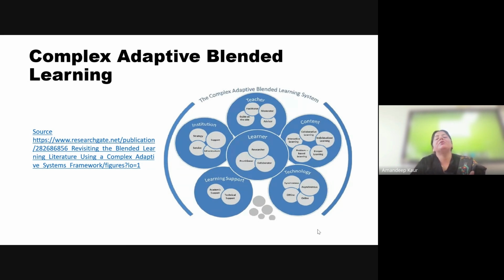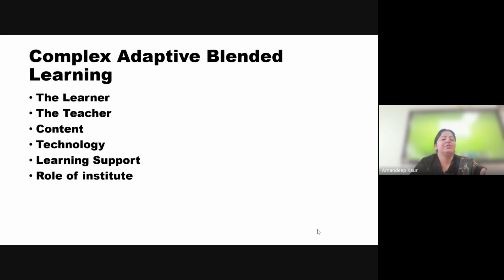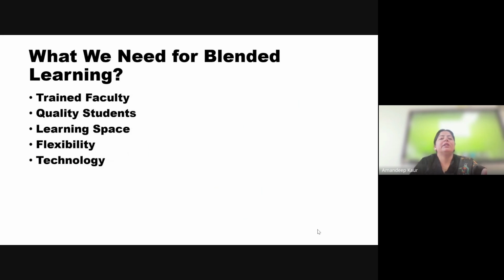When it comes to buying different resources and using different infrastructure resources, you need to go by technology for sure. So when it comes to the technology, there can be synchronous learning platforms, and there can be asynchronous learning media and mediums also available to the teacher and student. So for blended learning, in short, we need trained faculty, we need quality students, we need learning spaces, we need flexibility, and we need technology.